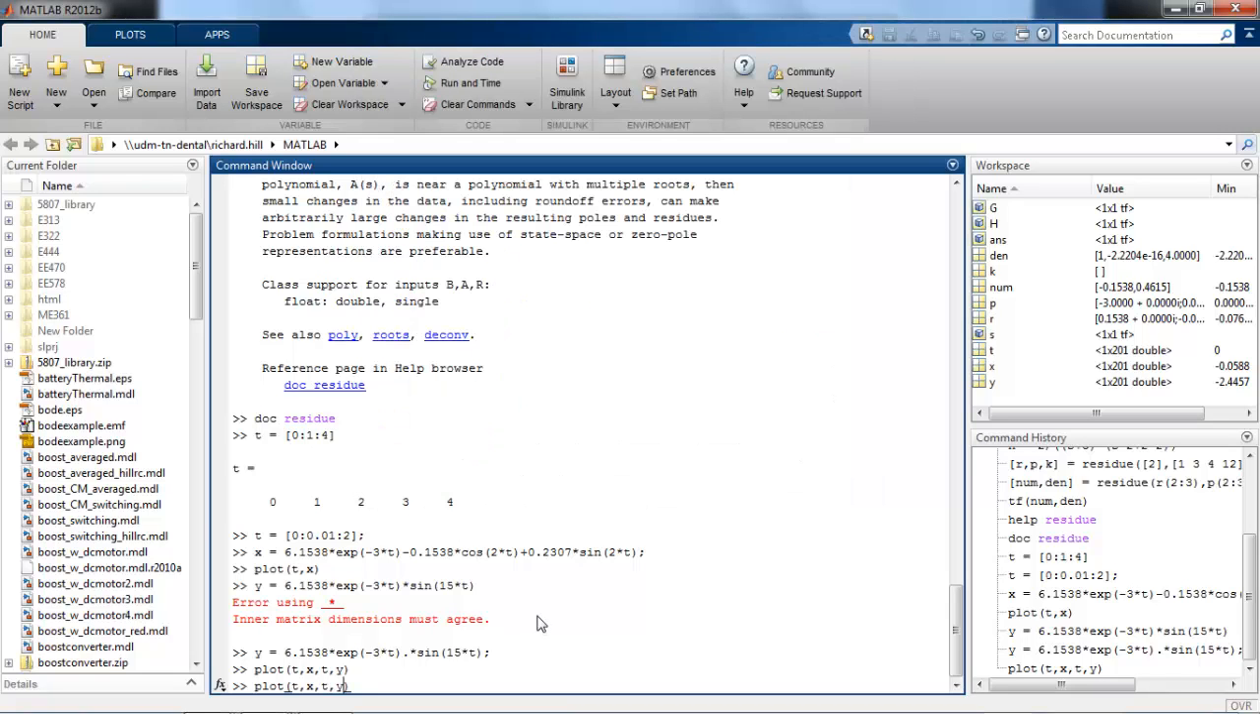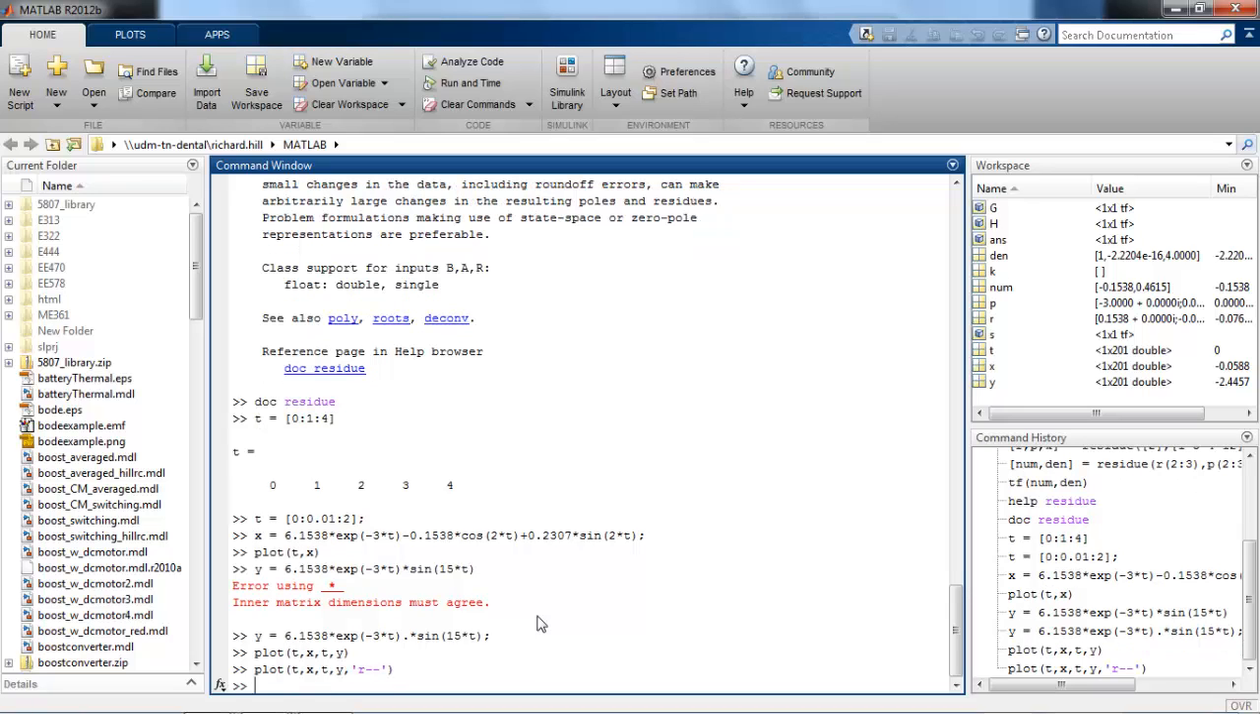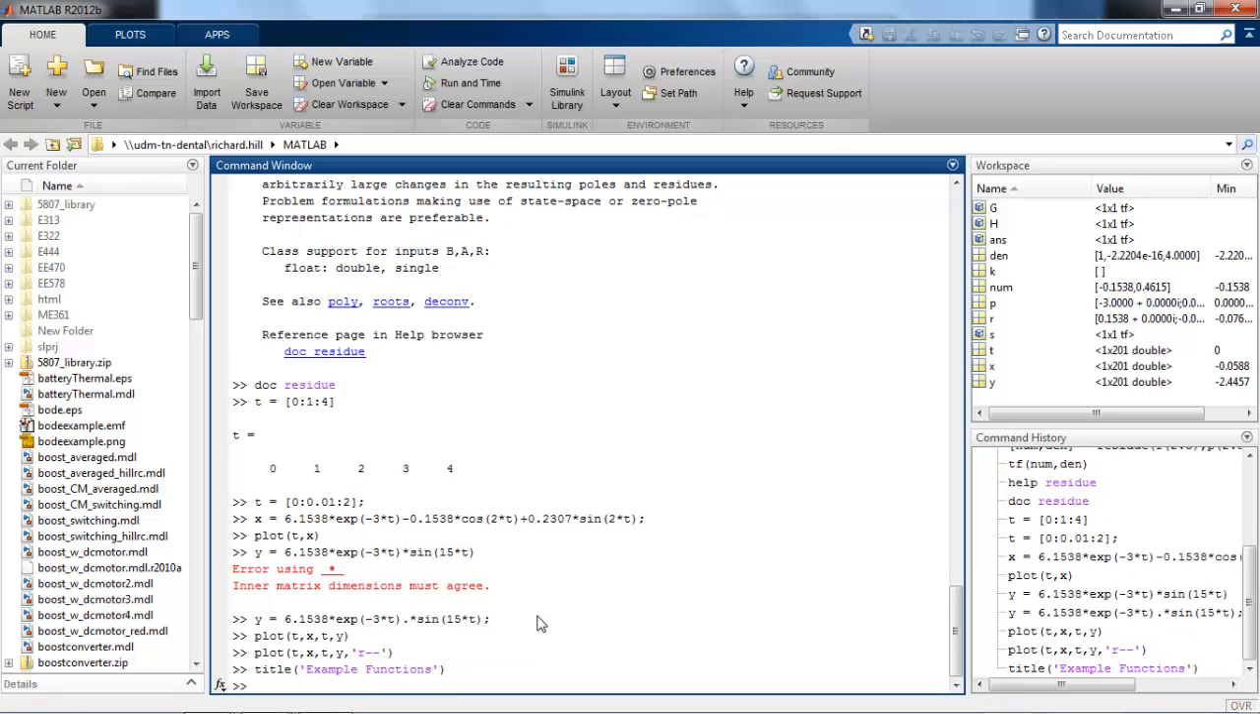But I can change the line type if I'd like. I can specify that the second function be in red, and instead of being a solid line, it could be a dashed line. I can also add a title, so whatever I want it to be. I could also add a legend to identify which function each of the lines go with. So the first function that I gave it was the x function, the second function I gave it was the y function.